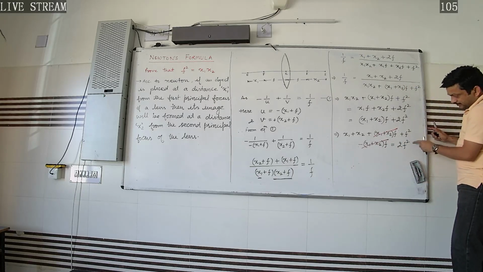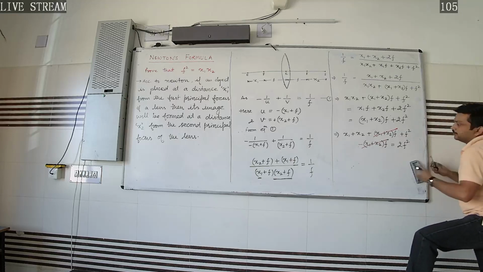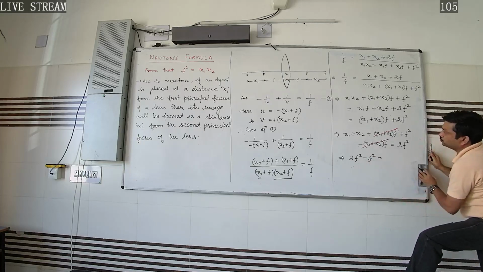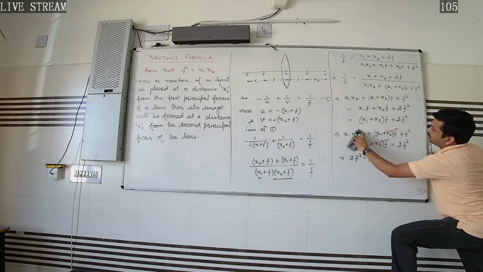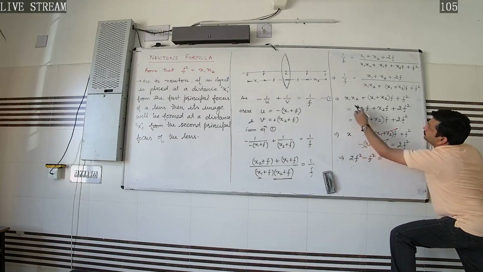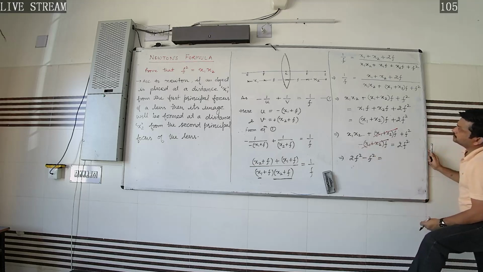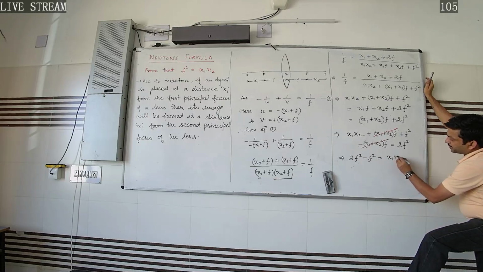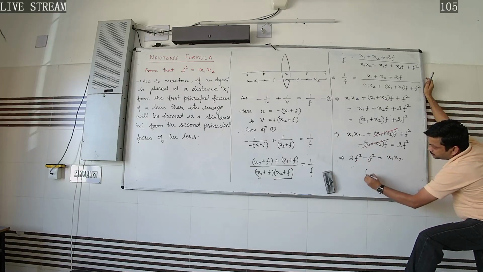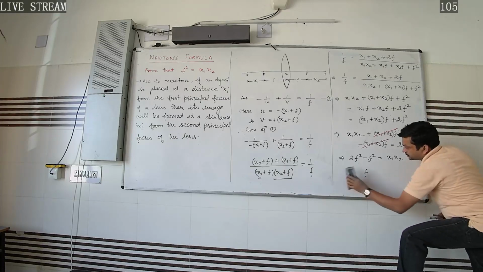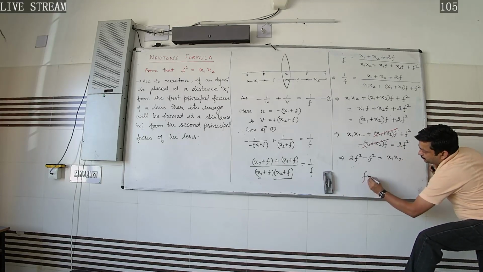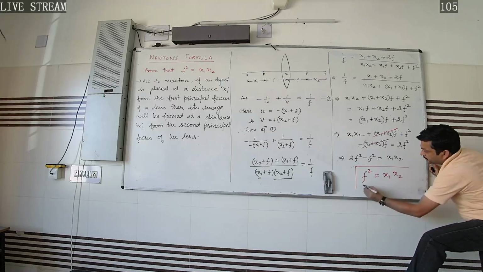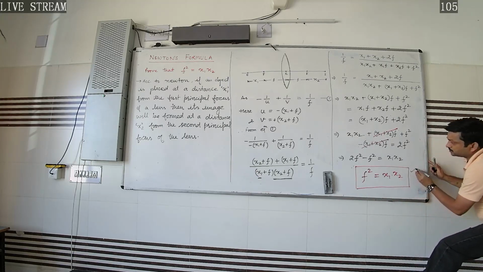Now in the next step, taking this f square on the right hand side, we can write 2f square minus f square is equals to x1 x2. So here we have the product of these distances, x1 and x2. Okay, now it's clear. And here we got x1 x2. So 2 minus 1, that is 1. Here we got the final result. I am writing here with the red color, that is f square is equals to x1 into x2. So this is the required result, what we call Newton's formula.